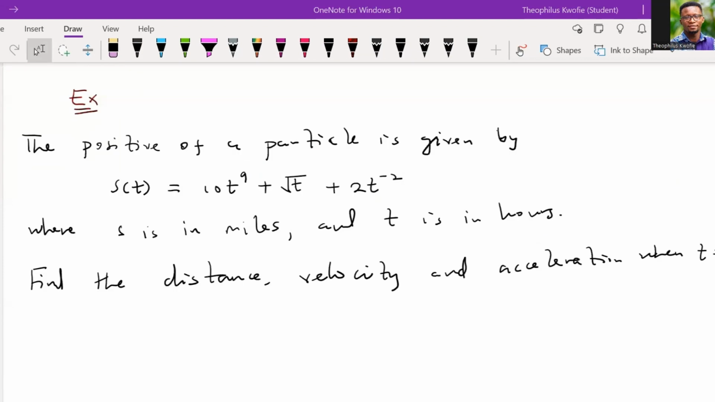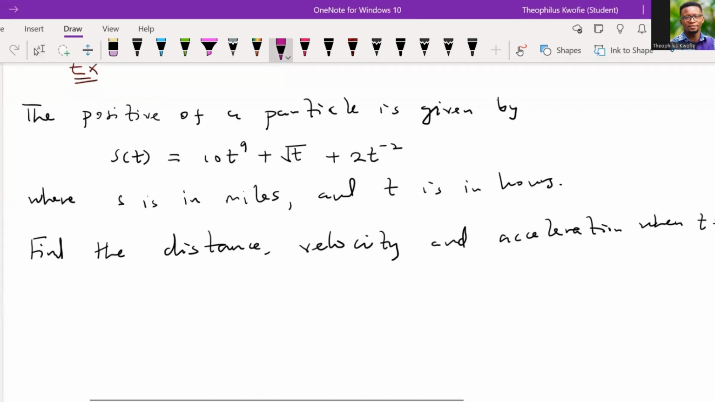All right. So this is our second problem as far as velocity and acceleration is concerned. Now, I would want us to look at this question with a different kind of mindset and try to see whether we can recall some of the definitions as far as the derivative is concerned.